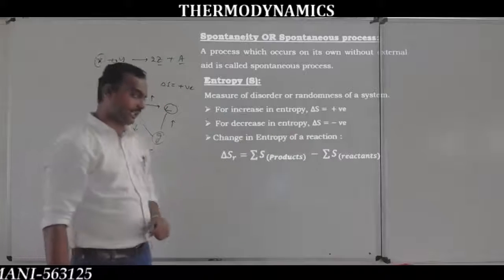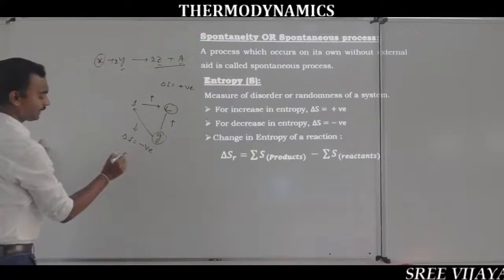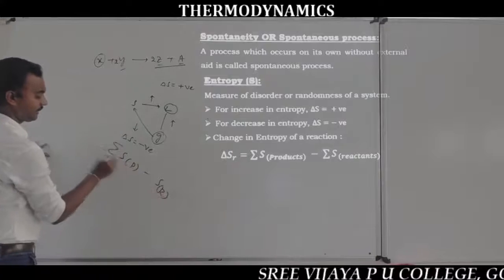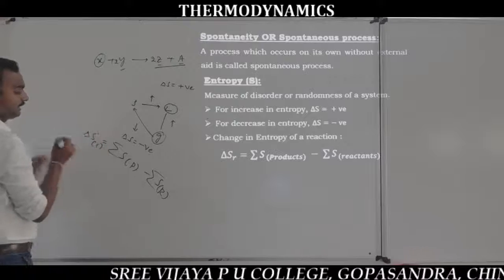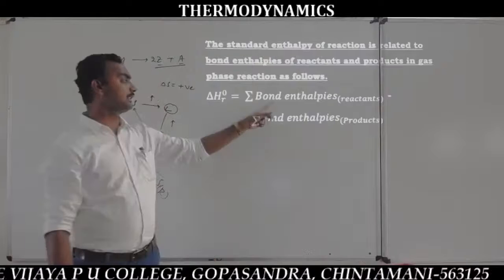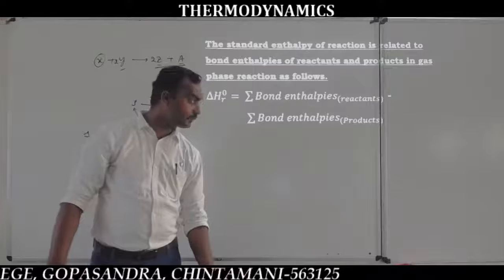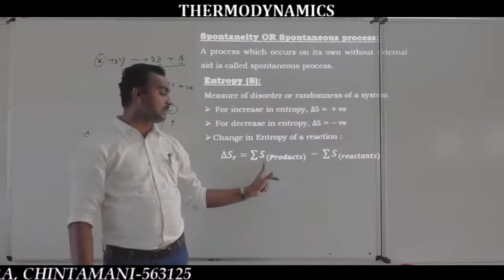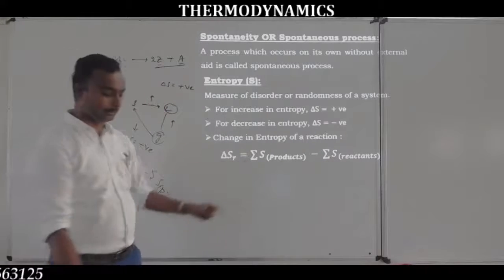And the change in entropy of a reaction: if a reaction is given and you are asked to find the change in entropy, the entropies of products are given, so that is the summation of entropy of products minus the summation of entropy of reactants, which is equal to delta S naught or delta S of reaction. In enthalpy, the change for a reaction is bond enthalpy of reactants minus bond enthalpy of products, so don't get confused here. So delta S of reaction, that is the change in entropy of reaction, is the summation of entropy of products minus the summation of entropy of reactants. That's also very important for problems.